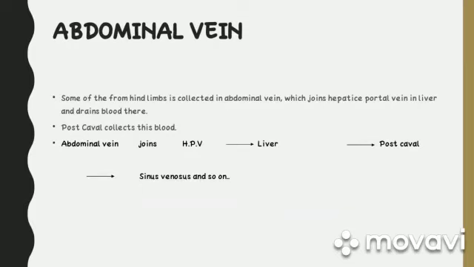Students, some of the blood from hind limbs is collected in an abdominal vein, which joins the hepatic portal vein in the liver and drains blood into the liver, from where it is collected by the postcaval vein. These veins are also included in hepatic portal system. You can see the flow chart. Abdominal vein joins the HPV, that is hepatic portal vein, and they would go to the liver for storage of digested food. Liver drains its blood into postcaval, and postcaval would go to sinus venosus, and then so on. Means the circulatory system is there.